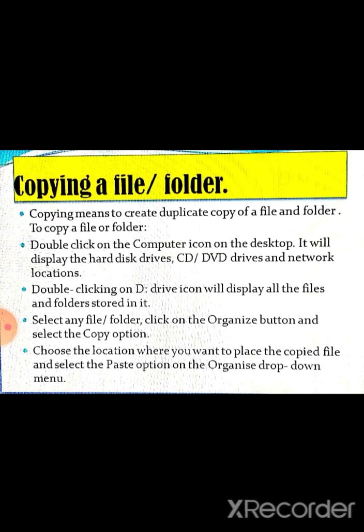Double click on that icon. It displays all the files and folders stored in it. Select any file or folder which you want to copy. Then click on the Organize button and select the Copy option from the drop down menu. Choose the location where you want to place the copied file. Then click on the Paste option from that drop down menu. Here you create the duplicate of that file.